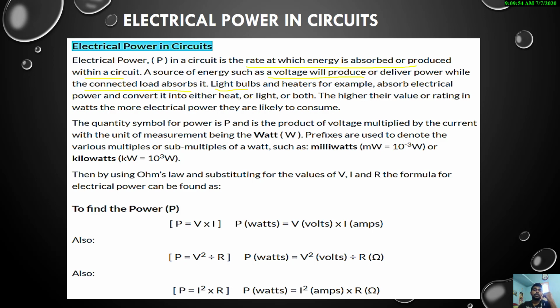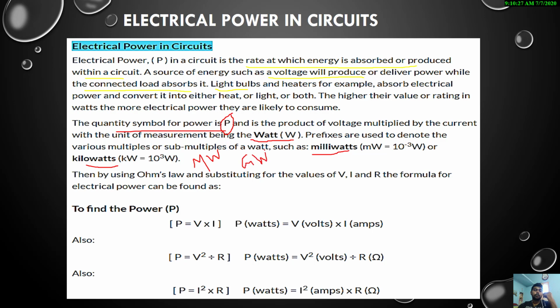This is the major importance of power. Power is generally denoted by the symbol capital P, and its unit is watts. Power is most commonly mentioned in milliwatts, kilowatts, and in some cases megawatts, that is MW, and gigawatts, etc.